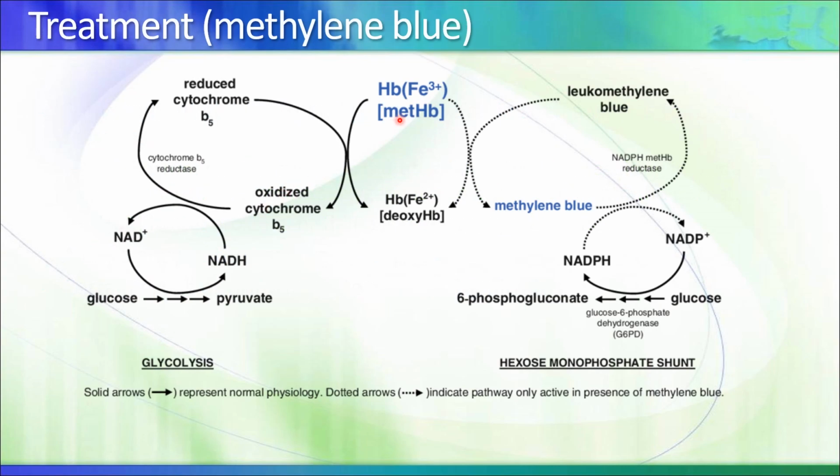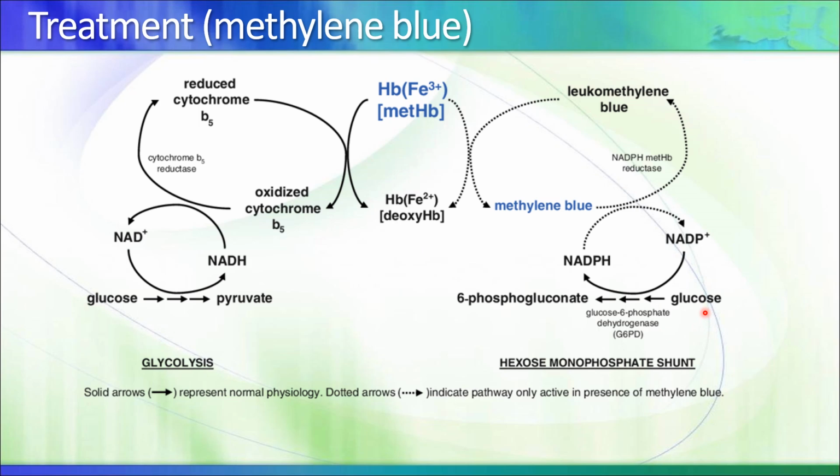So, as I said, normally NADH from glycolysis is the main source of electrons that would be donated ultimately to iron +3, converting it into Fe+2. So an alternative pathway can be used utilizing methylene blue. Now, there are two major metabolic pathways in red blood cells. One of them is glycolysis and the other one is the pentose phosphate pathway.